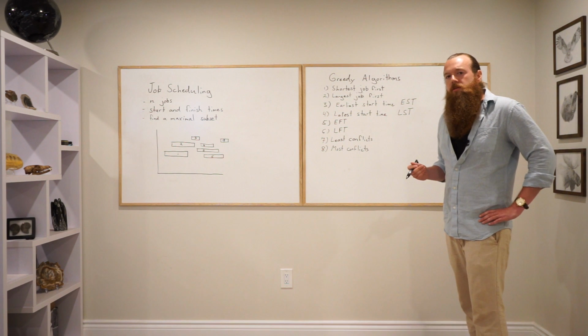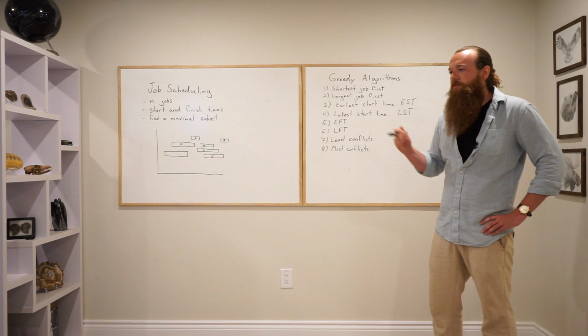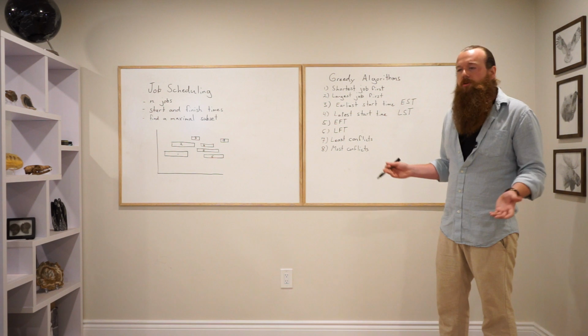Well, remember, it's relatively easy to prove a greedy algorithm is suboptimal. What do we have to do to prove something is suboptimal? Well, all you have to do is come up with a counterexample. And let me give you an example.